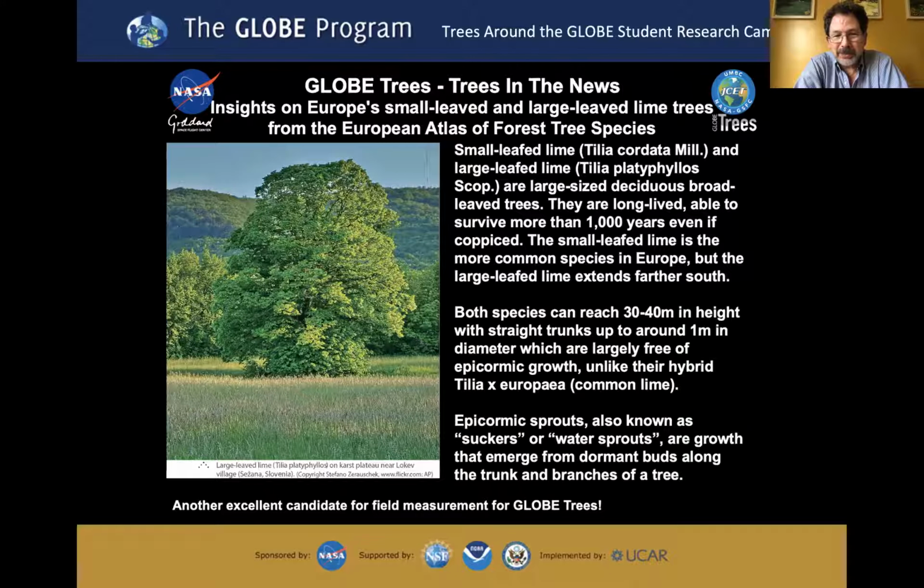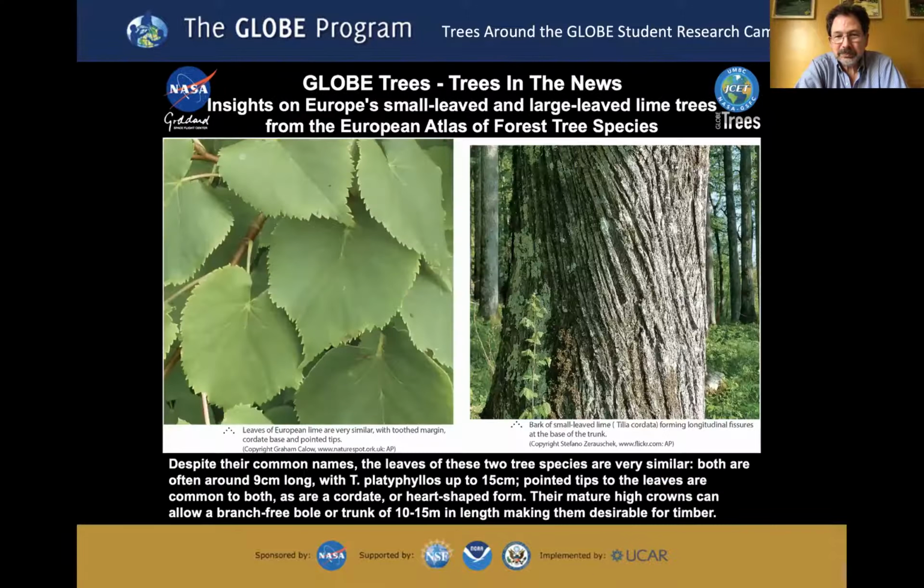There's another word that I wasn't familiar with, epicormic. Again, just fun to explore these interesting resources. Next slide. So just a close-up of the texture of the trunk, and also the shape and edges of the leaves. The word that was new to me here was cordate, or heart-shaped. Boy, that's a pretty attractive leaf, and a pretty distinctive one too.